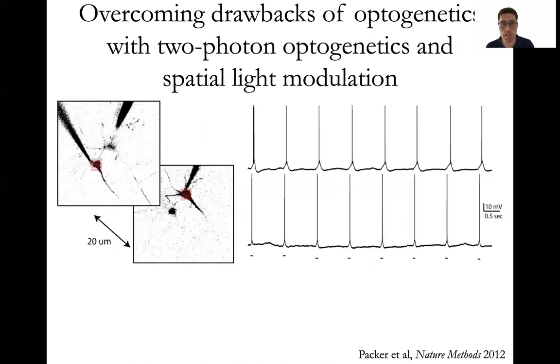So just to show what this kind of thing looks like, we've also shown that you can combine this with a technique to split your light into 2 separate laser beamlets using something called spatial light modulation, which does exactly as the name sounds. It modulates light in space. So we generated 2 beams of light over 2 separate neurons here.